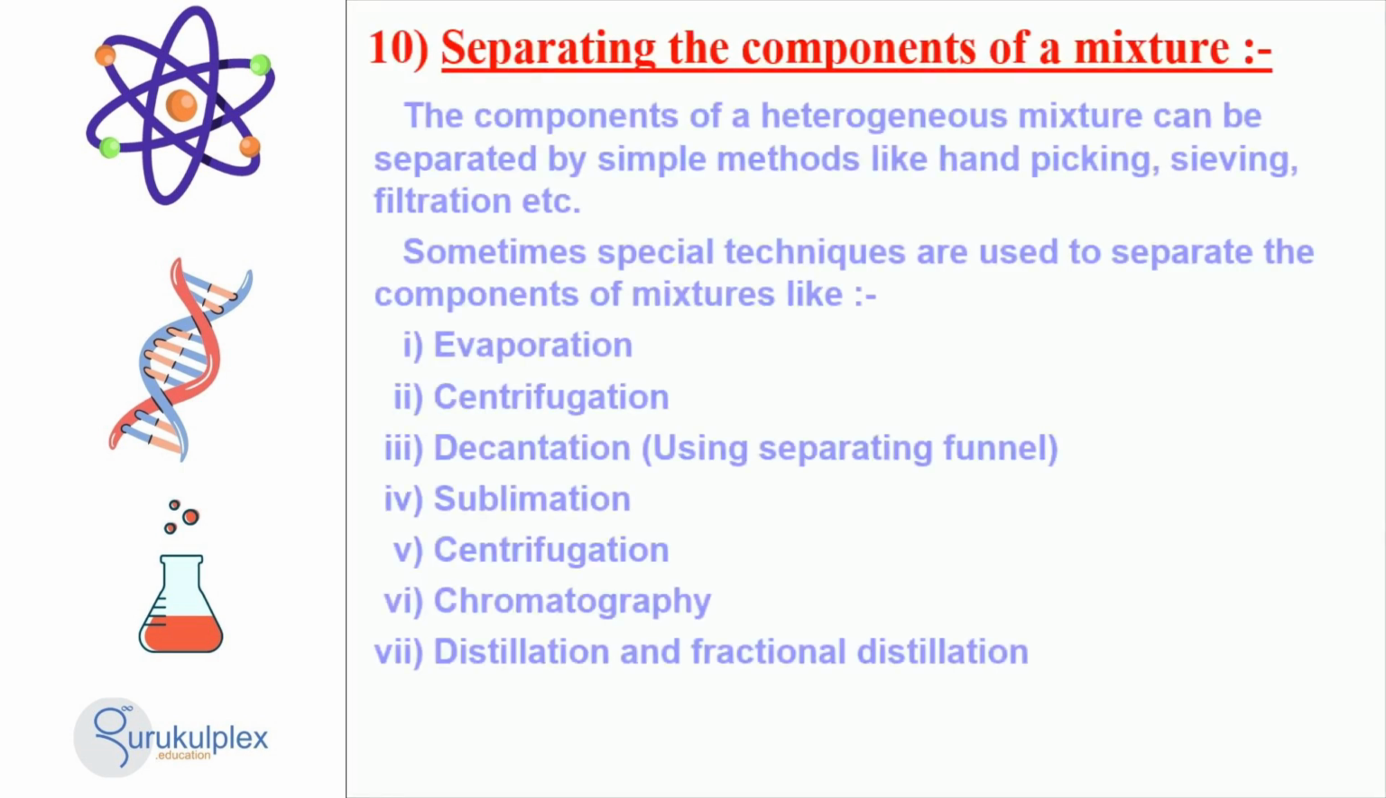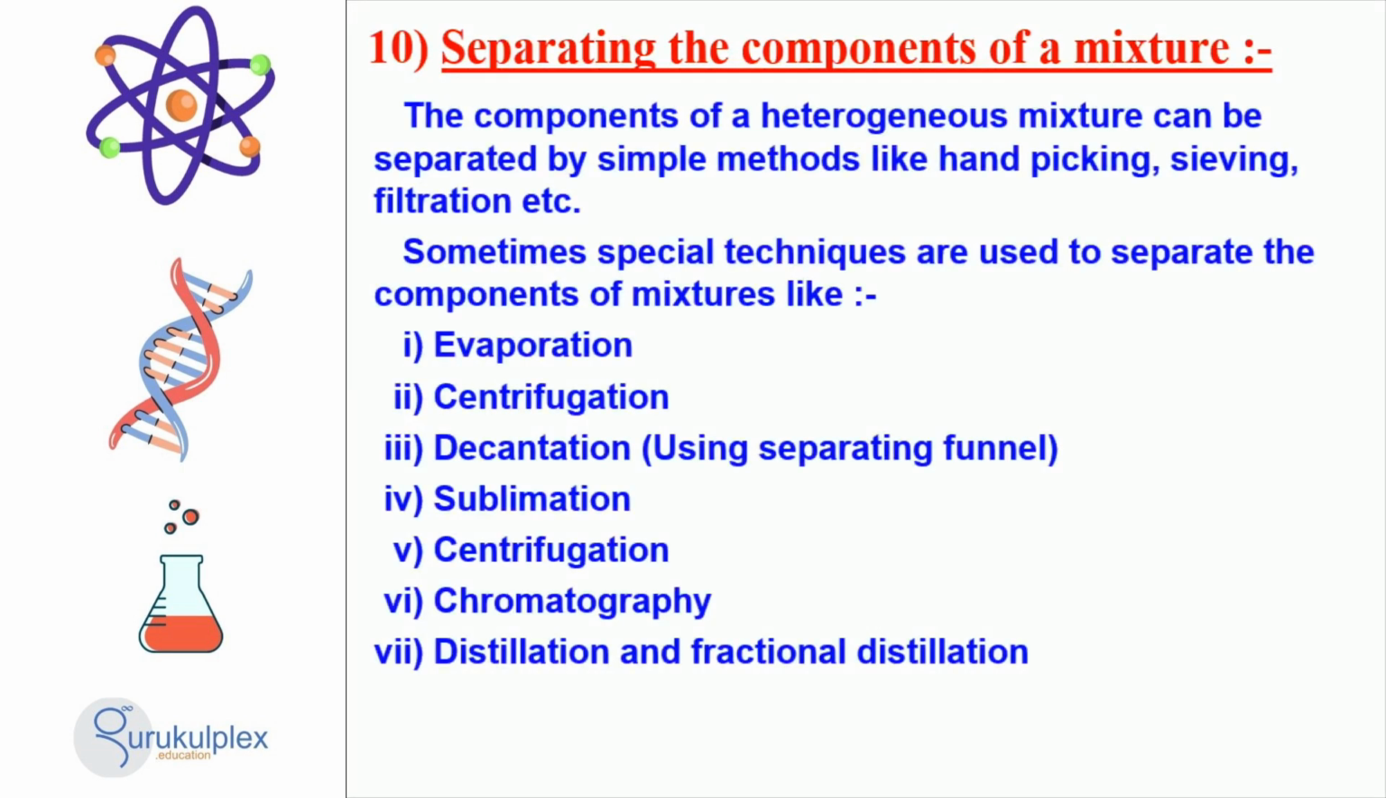Separating the components of a mixture is a way to identify and analyze individual elements of a mixture. There are various techniques used for this purpose, ranging from everyday methods to complex special techniques. These include handpicking, sieving, filtration, evaporation, centrifugation, decantation, sublimation, chromatography, distillation, and fractional distillation. Each technique has its own pros and cons depending on the type of mixture and its components.